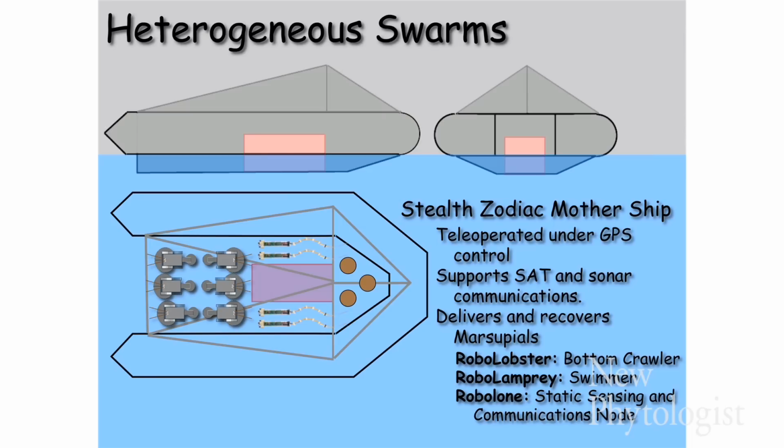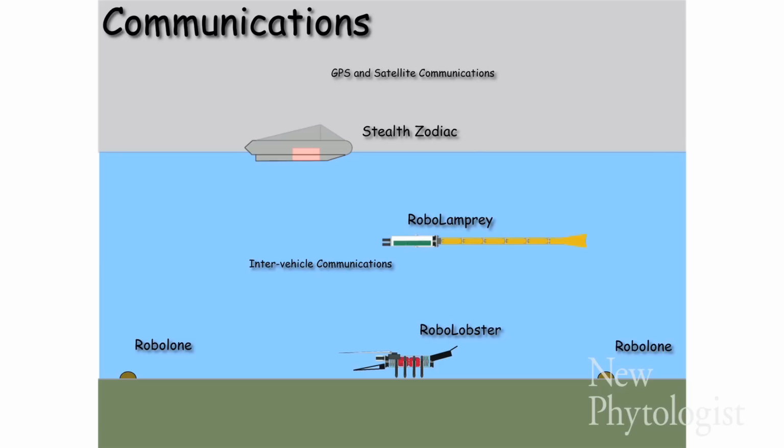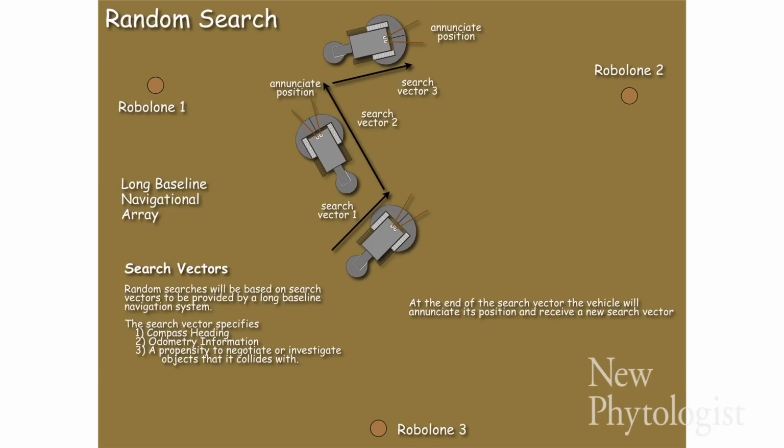And this is a static sensing and communication node. In use, these would all communicate with sonar underwater, and the RoboLobster would form a long baseline navigational array so we would know where these things are. And the RoboLobster could deploy a GPS antenna so you would know in absolute coordinates where each of the robots is. And then the basic algorithm for search is what we call a search vector.